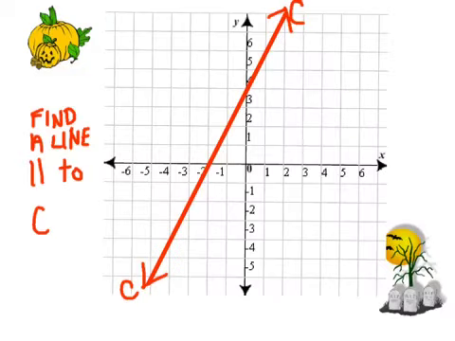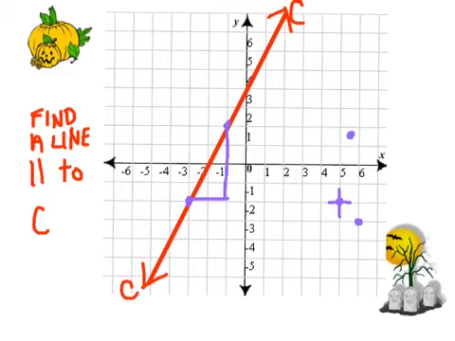Find a line parallel to C. It means we're going to have to find 2 points on our line. The points need to be at a cross section of the grid lines. It needs to be somewhere like right here. It can't be in the middle of one of your squares. It needs to be where they cross, or here. So this one, we'll pick that, and we'll pick this right here.